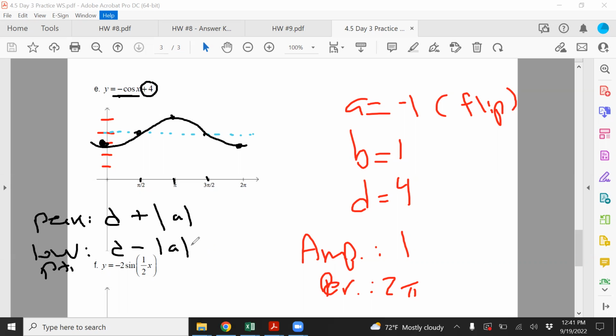Well, amplitude is always positive. But because A is negative, the cosine travels a little differently. It starts actually lower rather than higher.